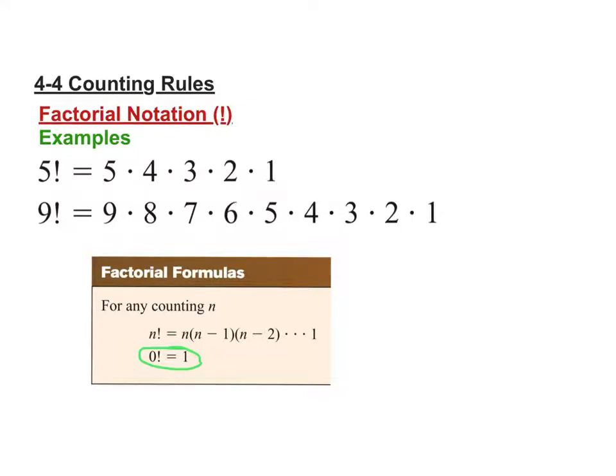Most of the time, like I said, on your graphing calculators, it's in the math menu, and it's just an exclamation point. Sometimes there's a button, but I think you have to go into the actual math menu to find it, and it's in the probability menu. Okay. All right, that's factorial.